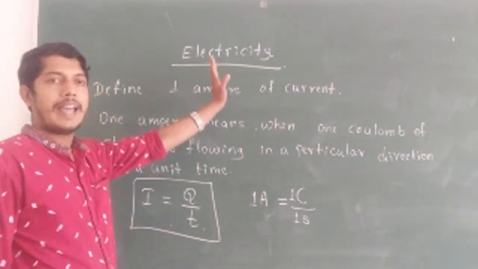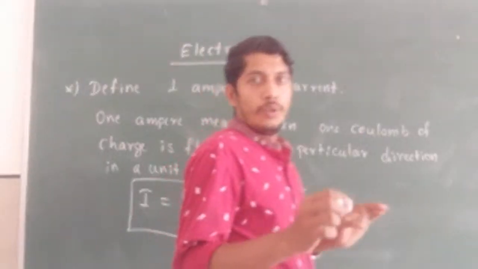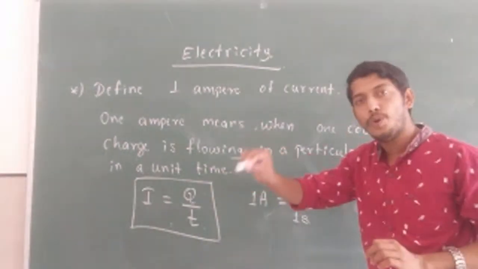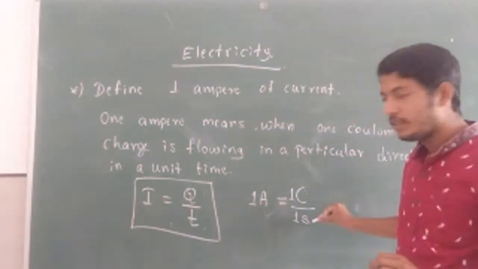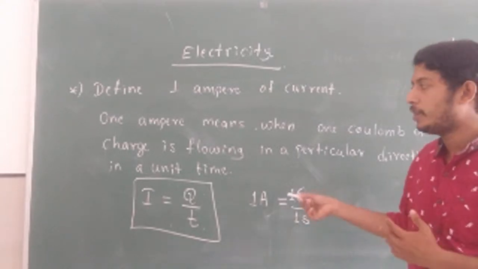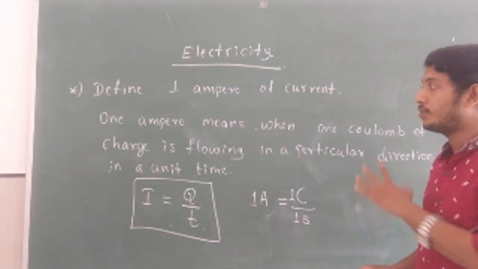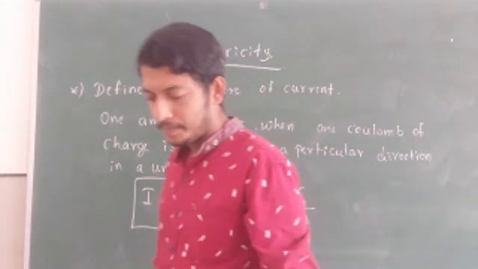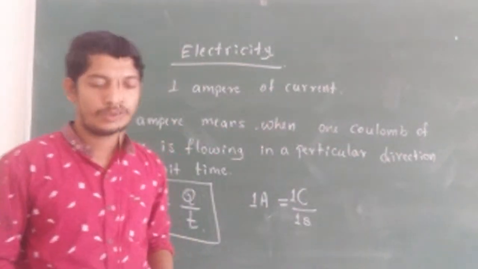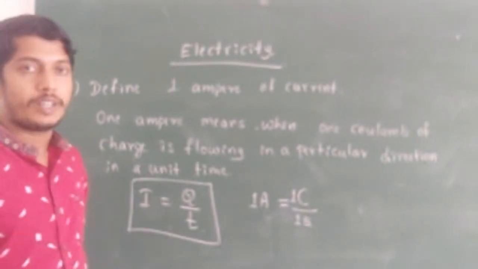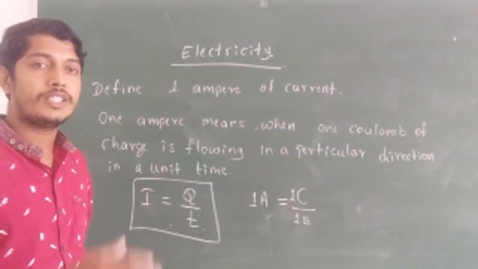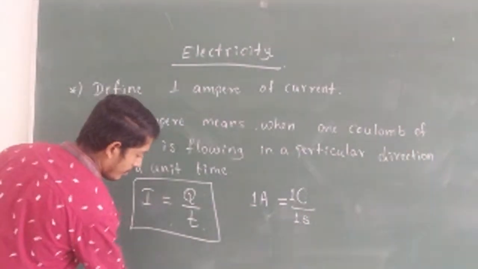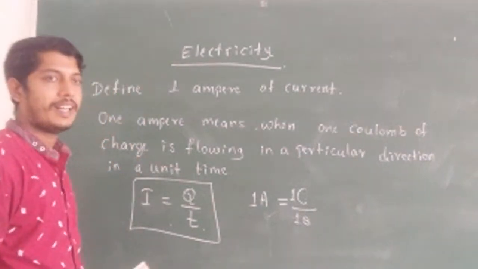1 ampere means when 1 coulomb of charge is flowing in a particular direction in a unit second. Unit second means a single second, or 1 second. So that constitutes 1 ampere. Just read that definition once again. So when 1 coulomb of charge is flowing in a particular direction in a unit time, that gives the total produced current as 1 ampere.